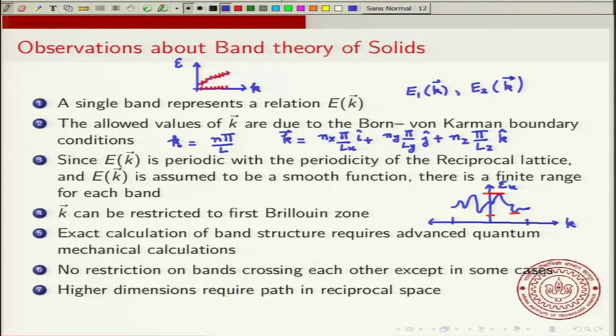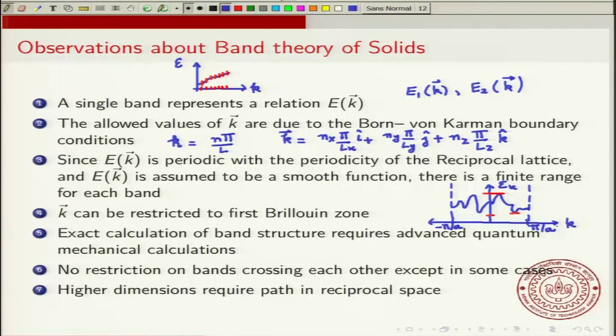The other natural consequence of the periodicity in reciprocal space is that your k can be restricted to the first Brillouin zone, because this energy as a function of k will be periodic. It will be the same function over and over again. So, all you need to do is look at the first Brillouin zone, and in one dimension this first Brillouin zone is minus pi by a to pi by a.